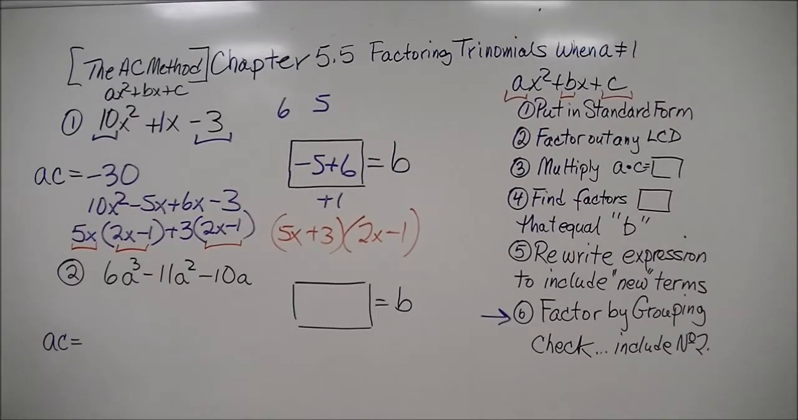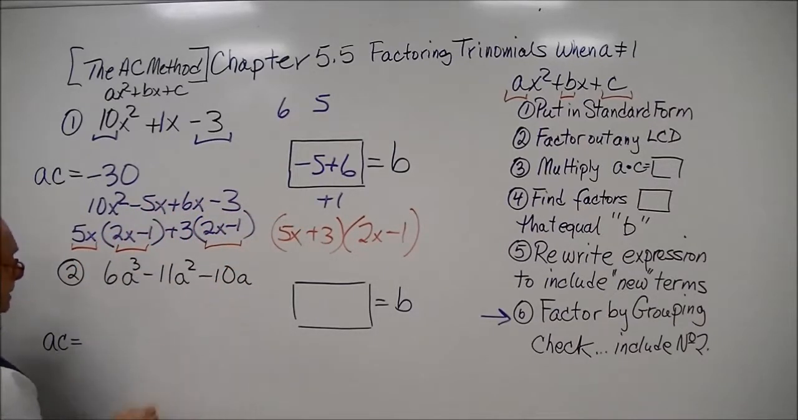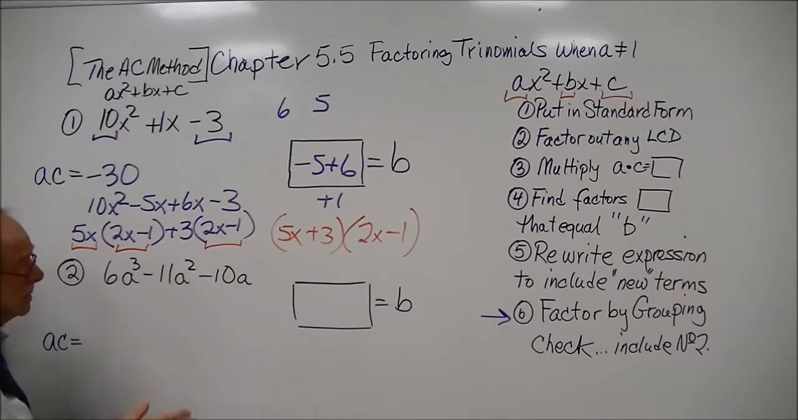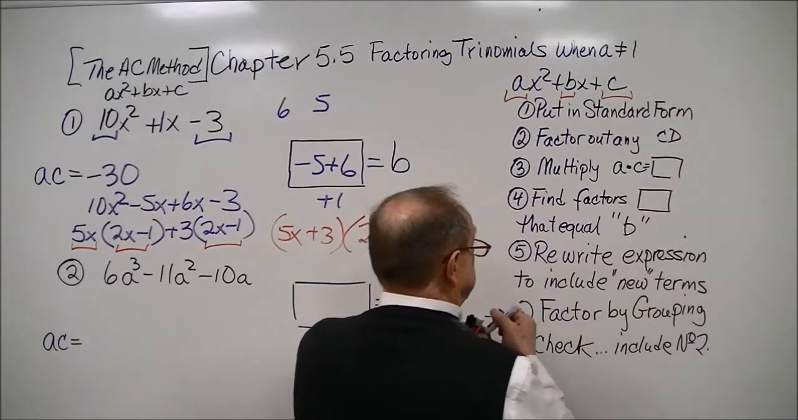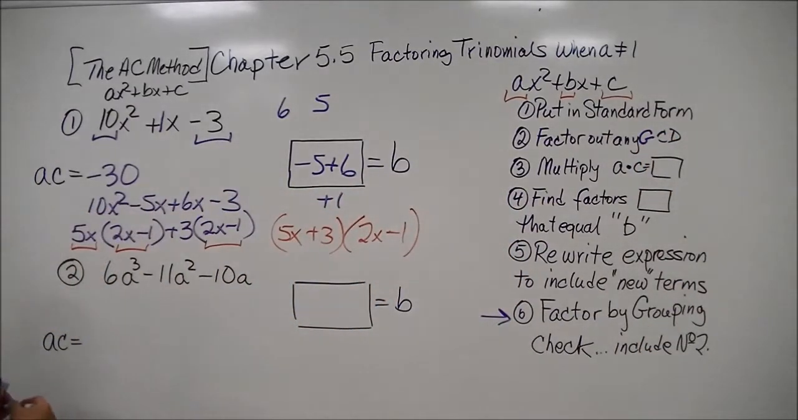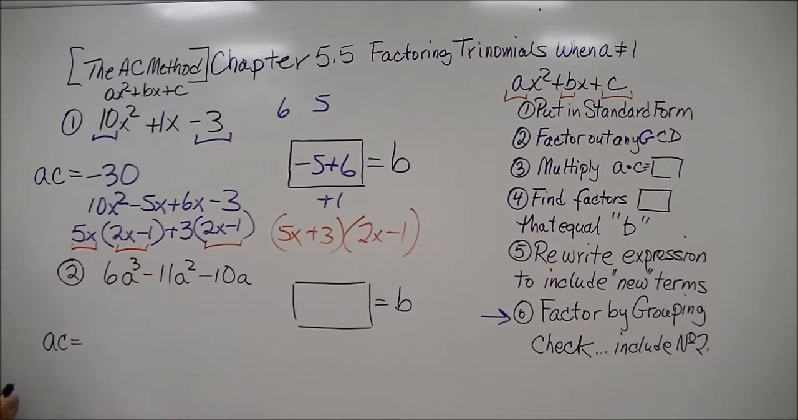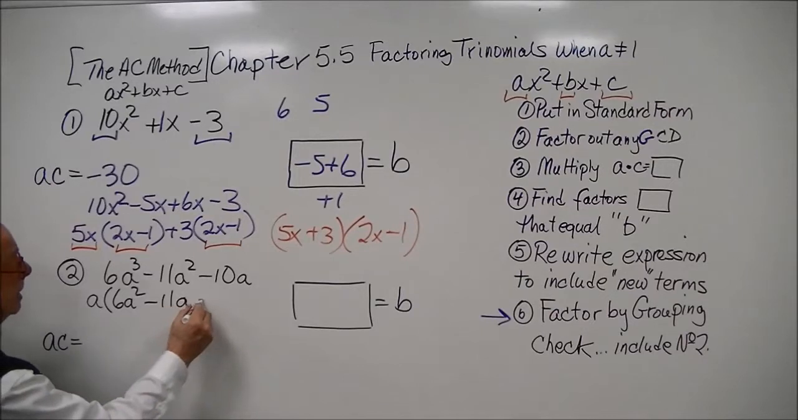Example 2. Again, is it in standard form? Yes. Is there a least common factor, or greatest common factor, I should say. I want that to be the greatest common factor that we can factor out of there. And the answer is yes. We could factor out an a. That's correct. So we get 6a squared minus 11a minus 10.